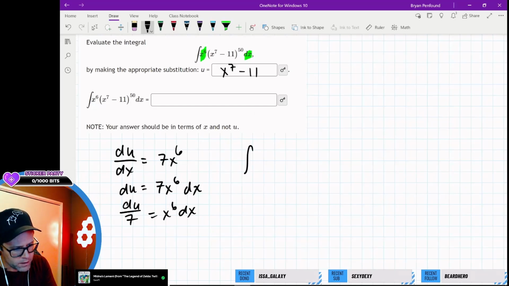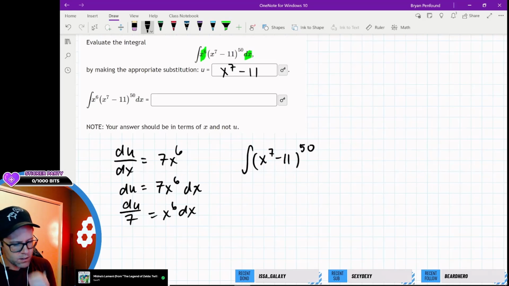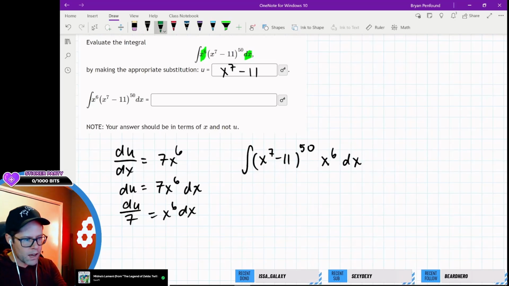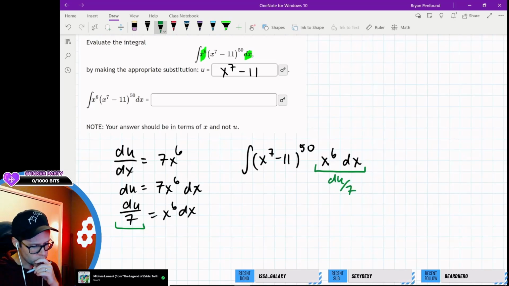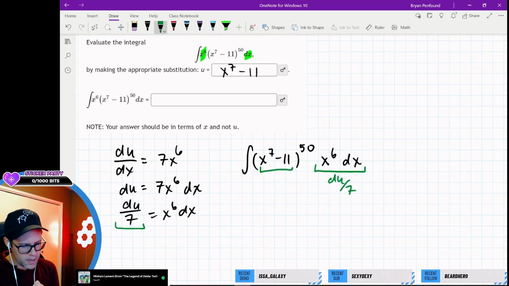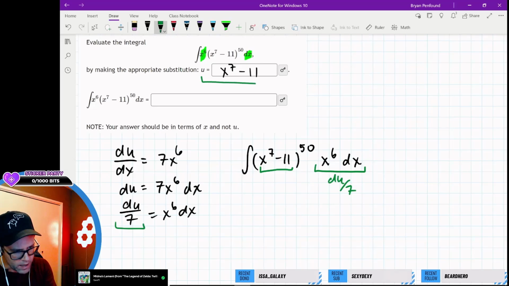And let's see, I'm going to take my original integral and rearrange some stuff. So I'm going to put this factor first, and then I'm going to put the x to the 6 dx last, because I know that I can take these two factors and replace them with du over 7. Now, the other thing that we can do is take our x to the 7 minus 11, and we know that we can replace that with the variable u.